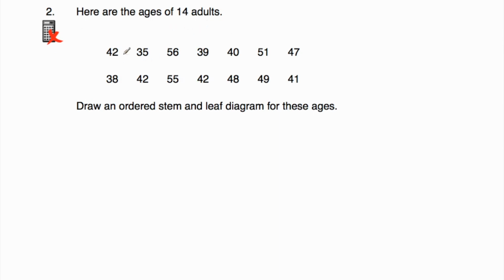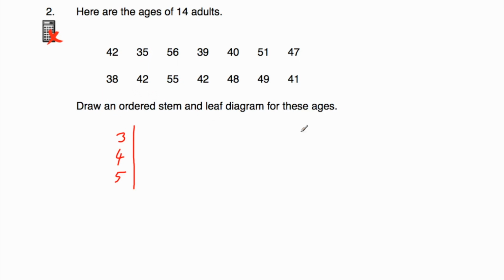So we've got 14 adults, and their ages are 42, 35, 56, 39, 40, and so on. And we've been asked to draw an ordered stem and leaf diagram for these ages. So if we look at the ages, the lowest ages are in the 30s, and the oldest ages are in the 50s. So we'll put our 10s as 30, 40, and 50, so 3, 4, 5, a vertical line.